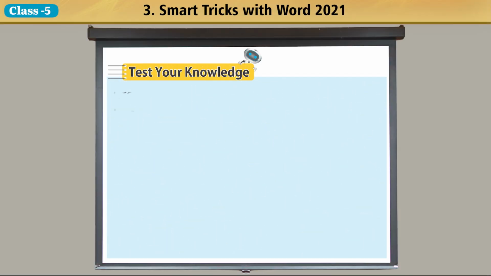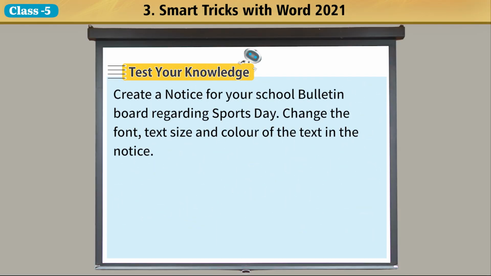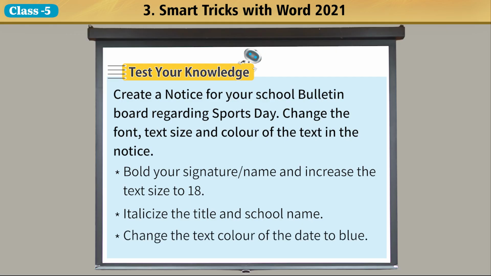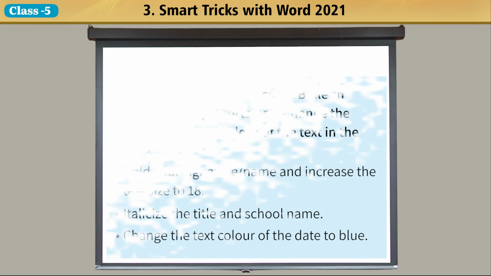Test your knowledge. Create a notice for your school bulletin board regarding Sports Day. Change the font, text size and color of the text in the notice. Step 1. Bold your signature name and increase the text size to 18. Step 2. Italicize the title and school name. Step 3. Change the text color of the date to blue.